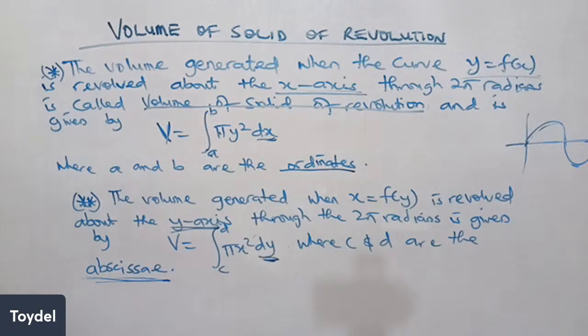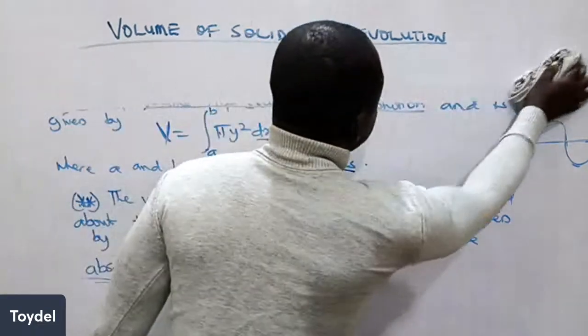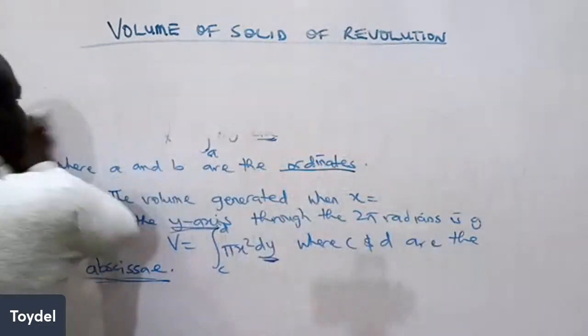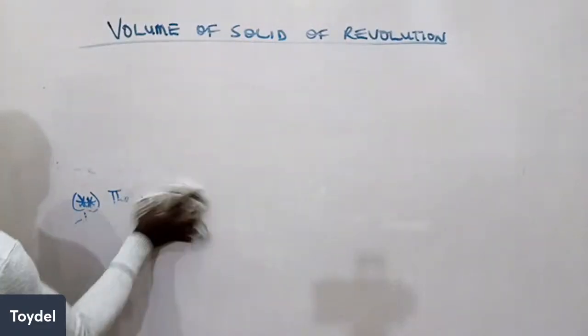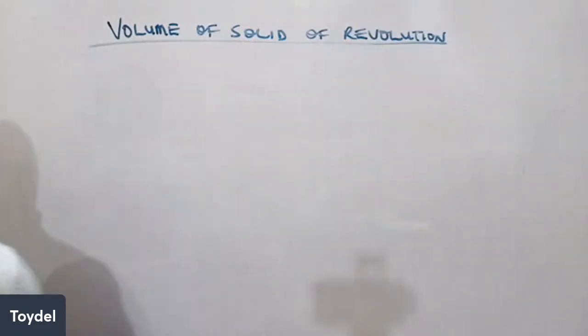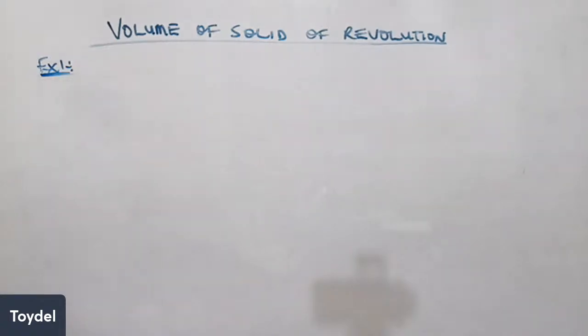So let's take note that the volume of solid of revolution is given by that formula. Now, depending on whether what you are given is abscissa or ordinate, maybe the volume is along the x-axis or along the y-axis. So we are going to take an example on each of the two conditions. Let's take the first example. Example 1.